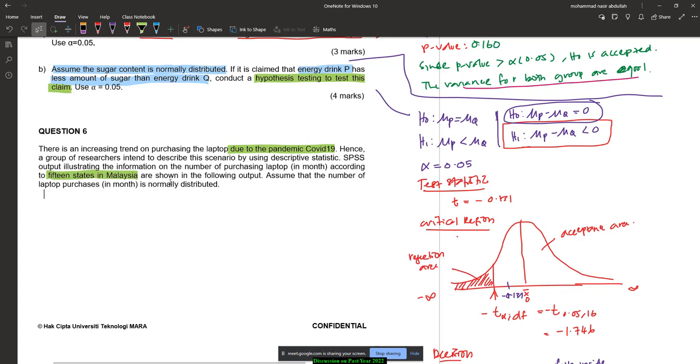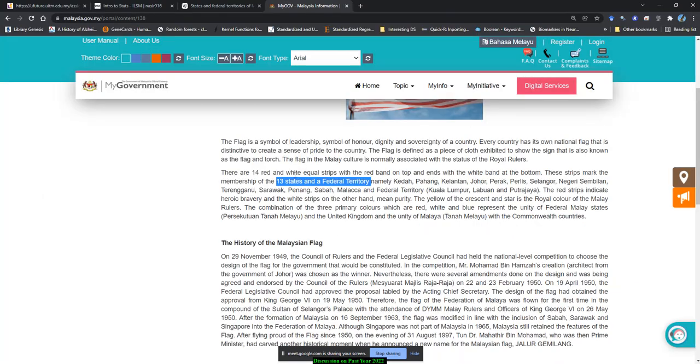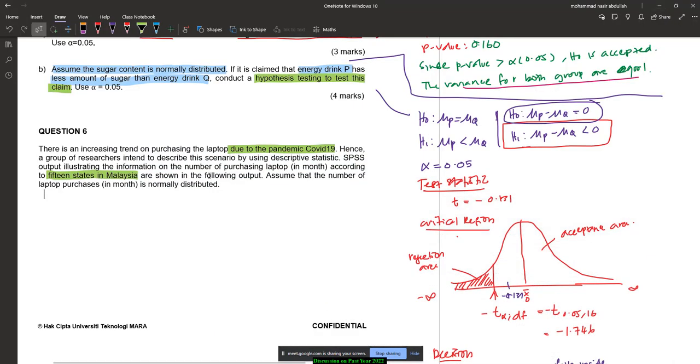But I don't know. But this is from malaysia.gov.my, so this is official, and I assume this is a wrong question. Which country, I don't know. Maybe they tried to copy a question from books and it got changed to Malaysia. This is not a very good attitude to write a question, right?